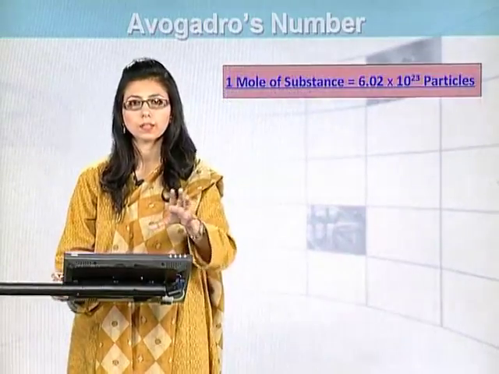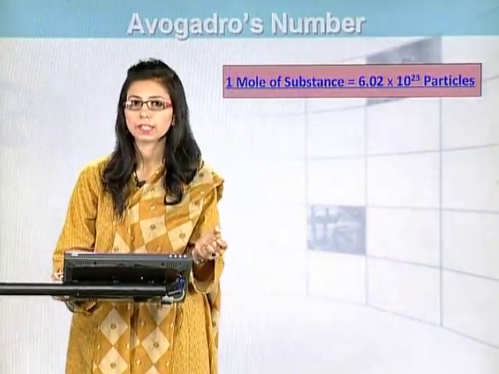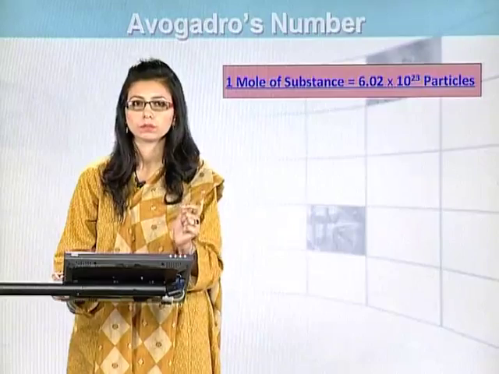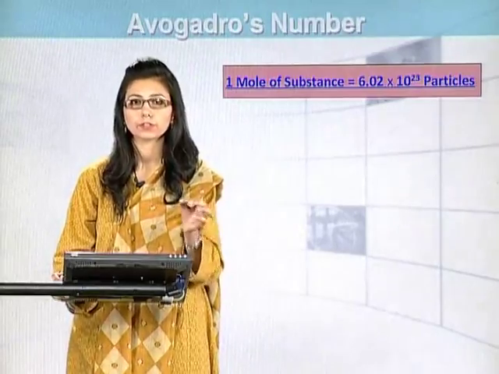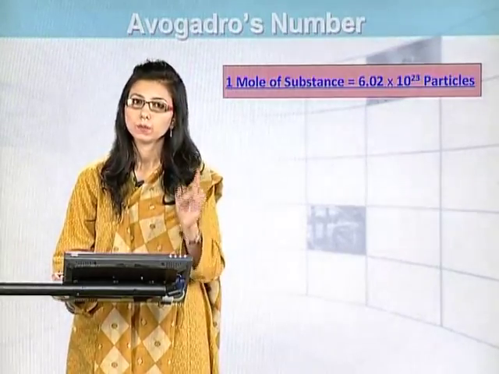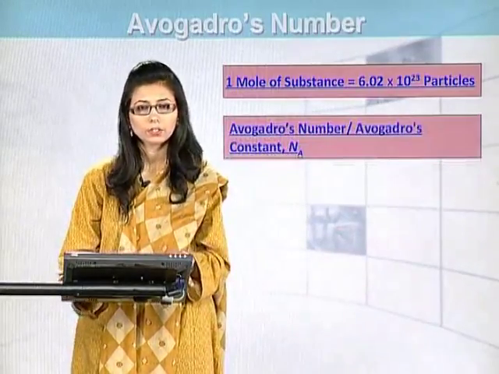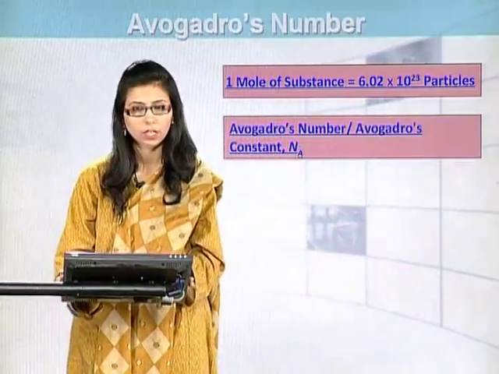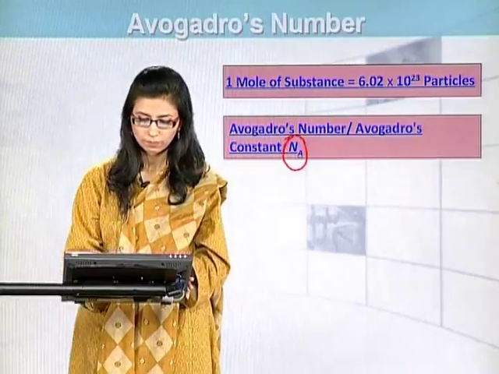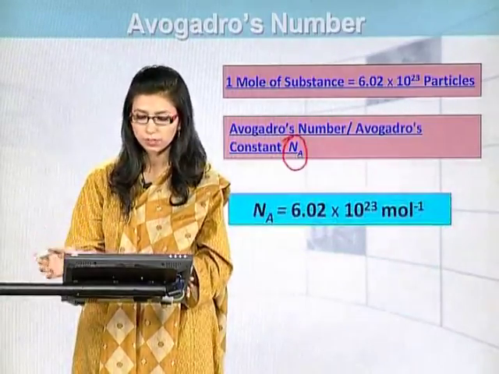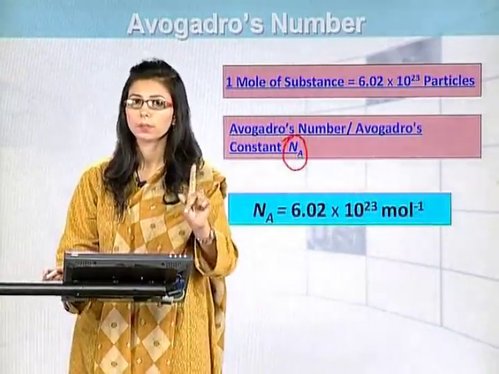If we consider a mole as a pile, and I want to know how many particles are there in a pile of mole, then I will say there are Avogadro's number, or 6.02 × 10^23 particles, in 1 mole of any substance. Avogadro's number is sometimes called Avogadro's constant, represented as N_A, it's a symbol, and it's always equal to 6.02 × 10^23 per mole, meaning number of particles per mole.